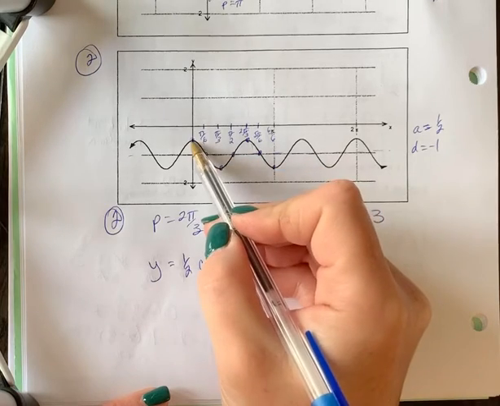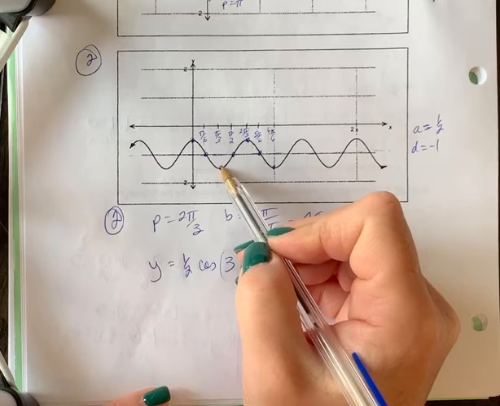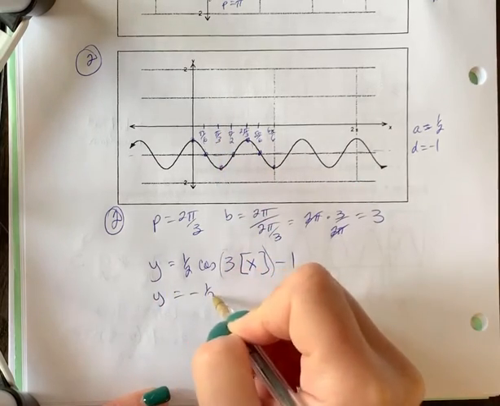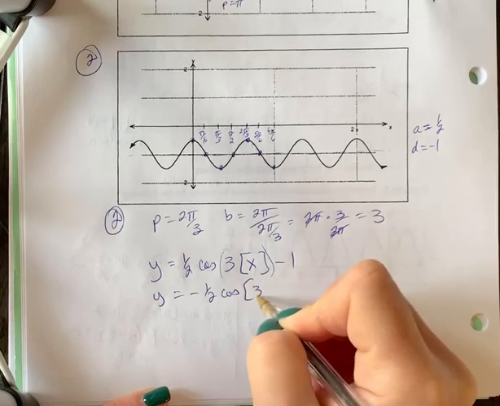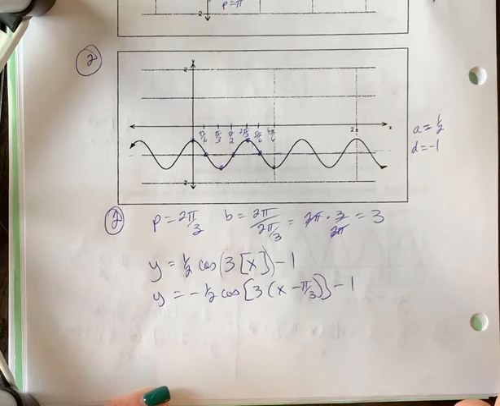Let's kind of keep going. Let's say I went here. This would be negative cos, right, pi by 3. So 1/2 cos 3x minus pi by 3. So that's an option as well.